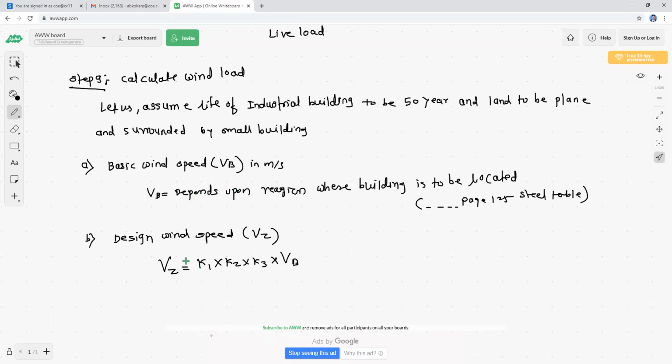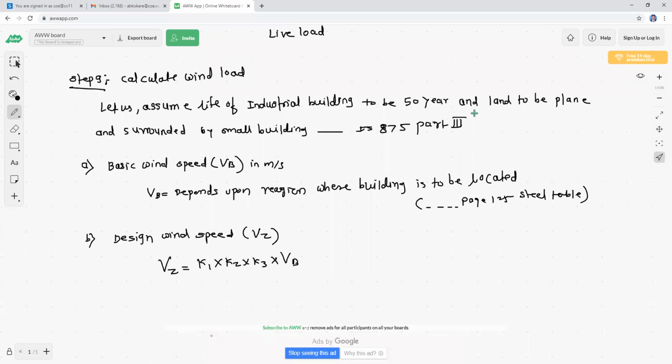Now K1, K2, K3, these are the factors that depend upon the statement we have written. These factors are generally given in the examination in the problem statement, or we can find them from the IS code. For wind load calculation, IS 875 part 3 is there. So in the theory examination, we have to record IS 800 2007, the steel table, and IS 875 part 3. Only for this wind load calculation, this IS code is required.